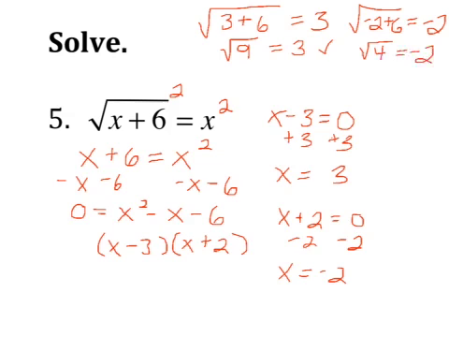Now this seems to be right, but if we're solving and we get a negative on the other side of the equation when we plug it back in, that's an extraneous solution. So x equals -2 is extraneous, and the only solution we want is x equals 3.